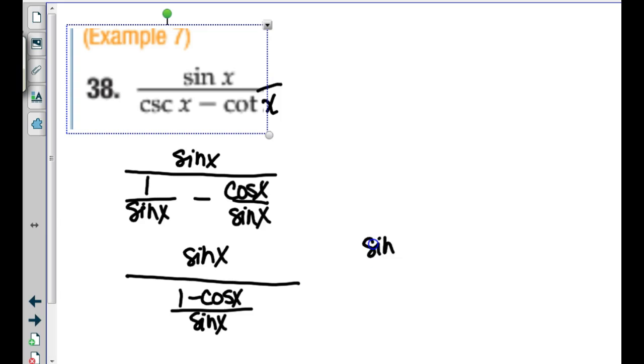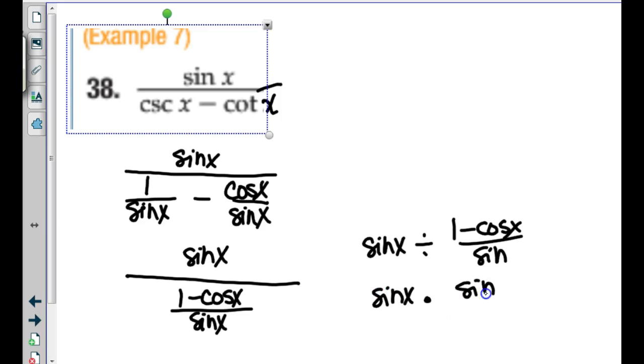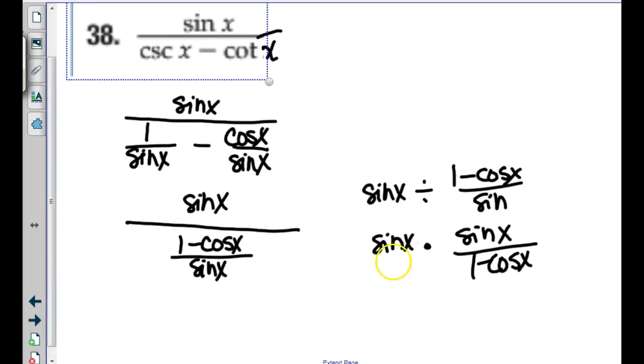Well, we currently have the sine of x being divided by this. What do you do when you divide? Yeah, and it's not going to be as happy as you think it's going to be, because what happens? No, we don't get anything nice. What do we still have? Yes, we have a sine squared over 1 minus cosine.